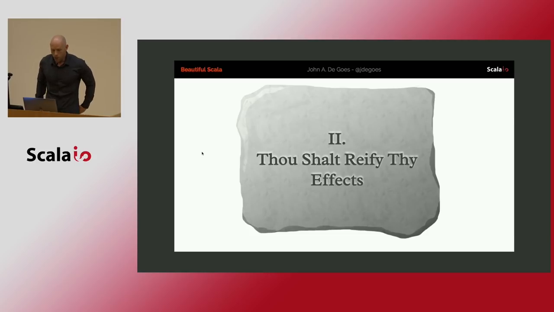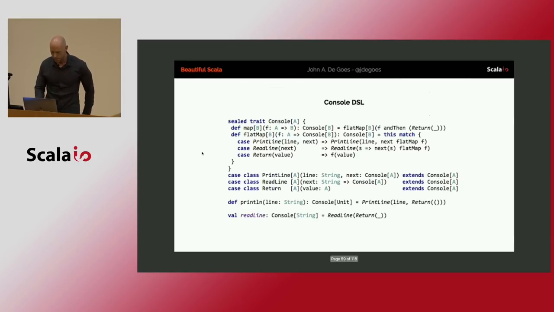Commandment number two, thou shalt reify thy effects. What do I mean by that? I mean by that functional programming solves the effect problem as follows. Instead of doing stuff in the real world, we actually build data structures that describe the operations of interacting with the real world. So functional programs, they don't actually interact with the real world. They build what are basically programs, which are data structures that describe interaction with the real world.